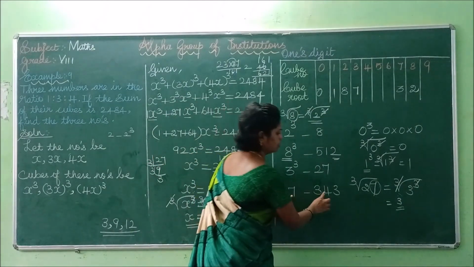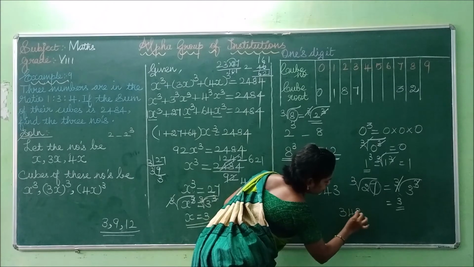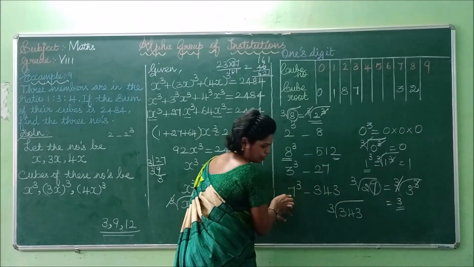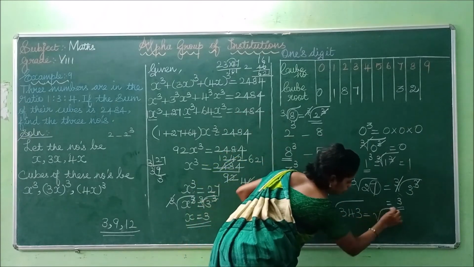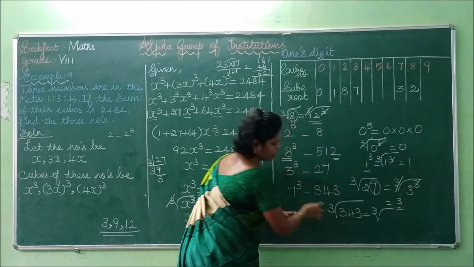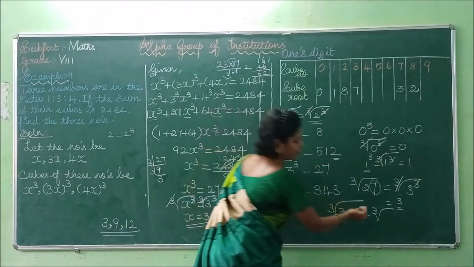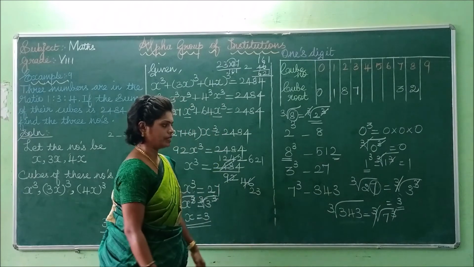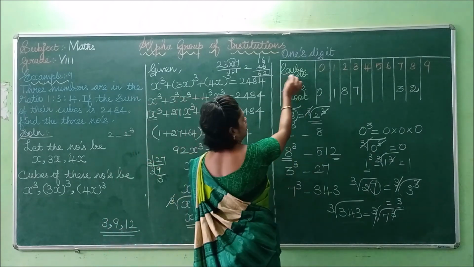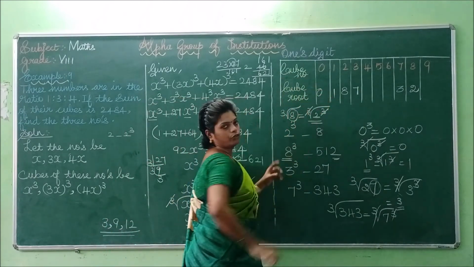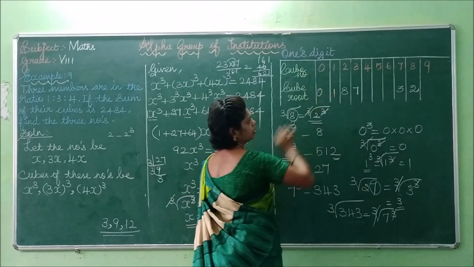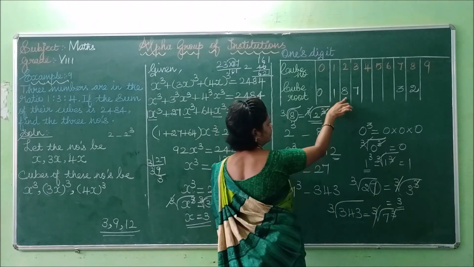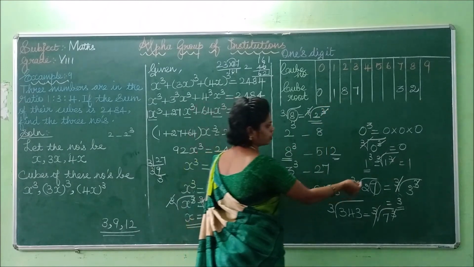If you want to find the cube root of 343, 343 is 7 cube. So you have to mention the cube root of 7 cube instead of 343. This cube and cube root will be cancelled. The result will be 7. So if your number ends with 0, its cube root ends with 0. If 1, the cube root ends with 1. If 2, the cube root ends with 8. So like this you can check.